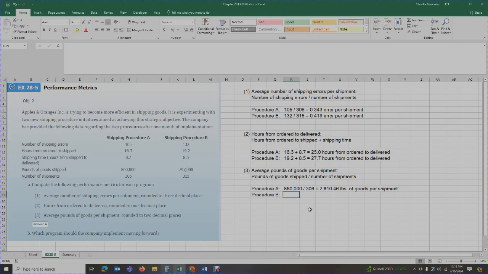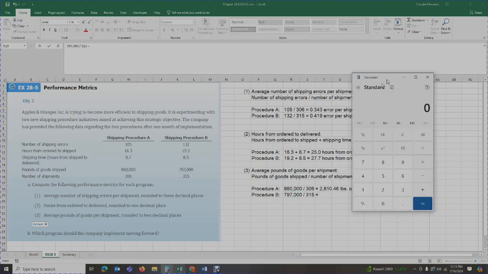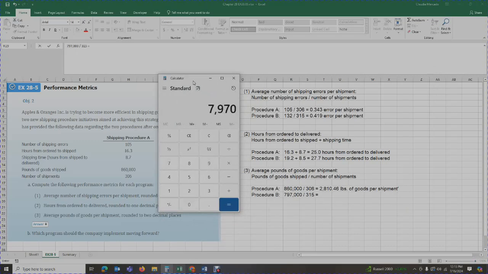For procedure B, we have 797,000 pounds over 315 shipments. Let's see what that gives us. 797,000 pounds divided by 315 shipments. That's going to give me 2530.15. Look at that third digit, it's an 8. Because it's a 5 or greater, I'm going to round that 5 up to a 6. So it'll be 2530.16.